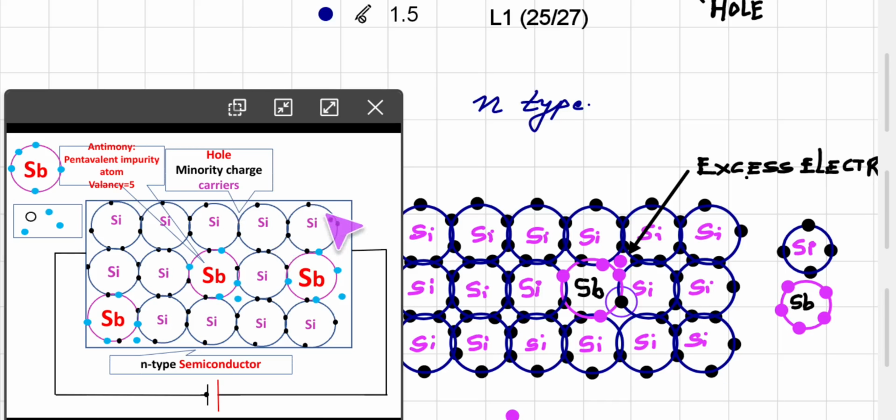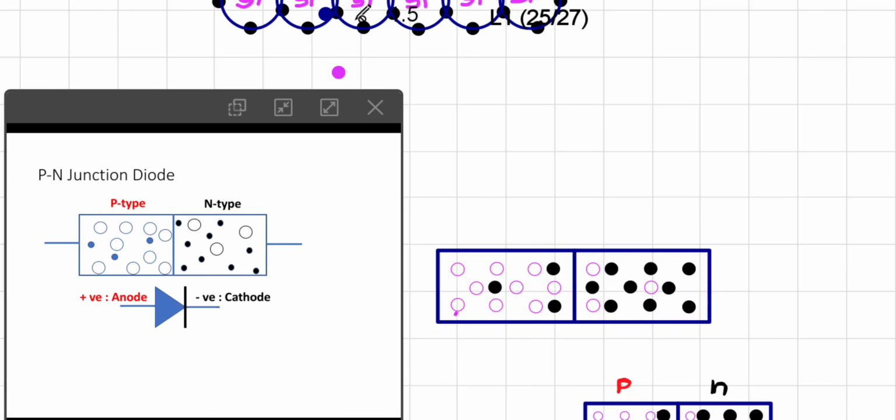See, look here, this electron is freed. Now at this place the hole is generated, and that is shown here, and this hole is acting as a minority carrier inside this bar. So this way, you must have understood what is p type of material and what is n type of material.